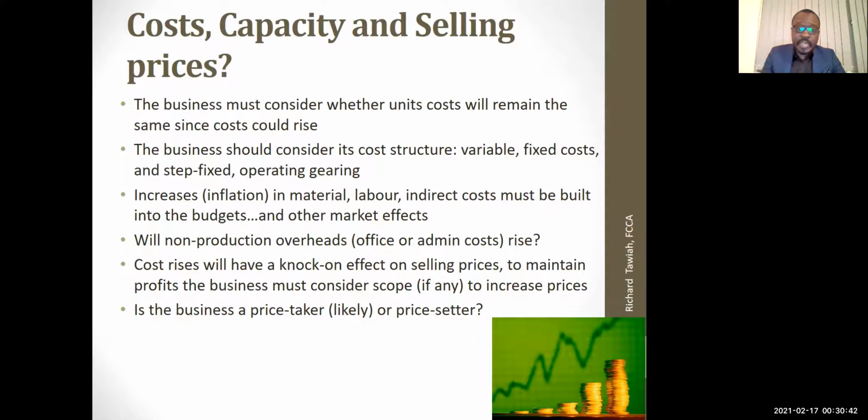And look at operating gearing. You remember what operating gearing is from the previous discussions. Look at inflation. Like I said, will prices go up? Should we incorporate these inflationary prices, or increases in the prices of general goods and services? Will non-production overheads rise, or will they remain the same? So simply consider the cost and ask yourself, what will it be, and what will be the effect on the final cost of the product and the selling price?